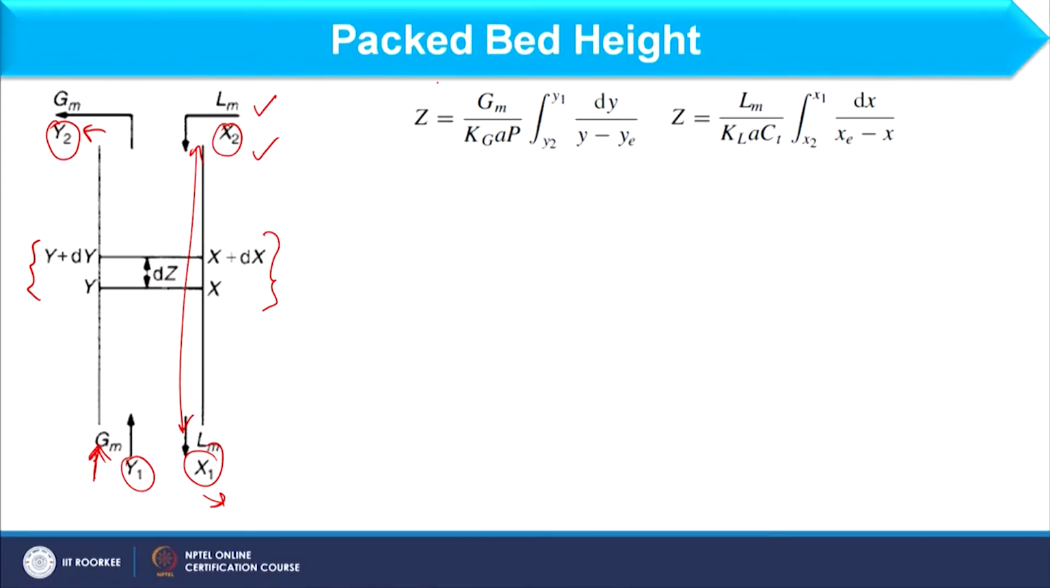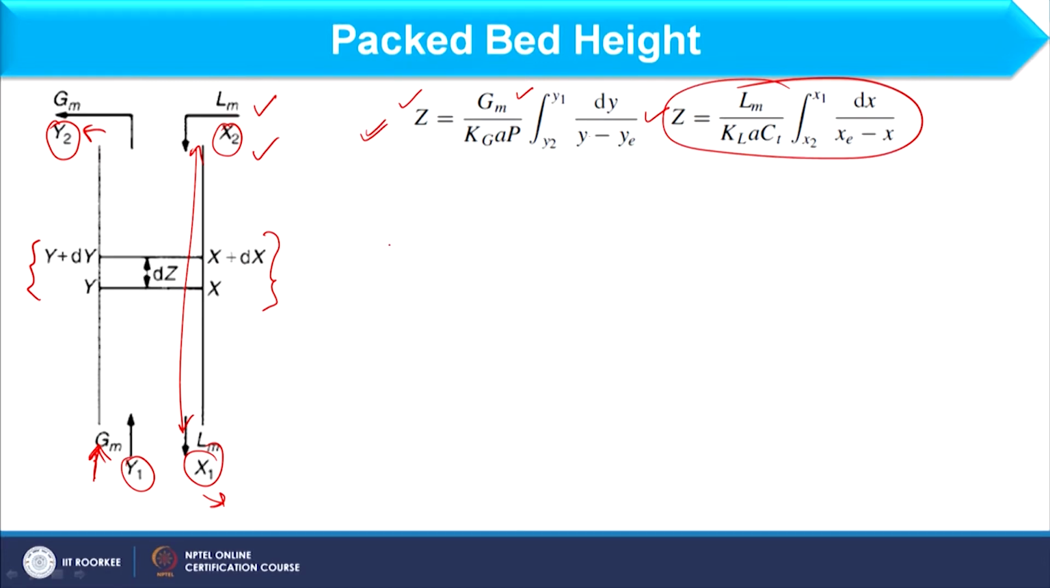As far as the expression is concerned, it is given by the total bed height, represented by Z, equal to Gm by Kg a P times the integral from y2 to y1 of dy divided by y minus ye, and similarly there is the expression when considering the liquid phase. The derivation of this expression you must have read.